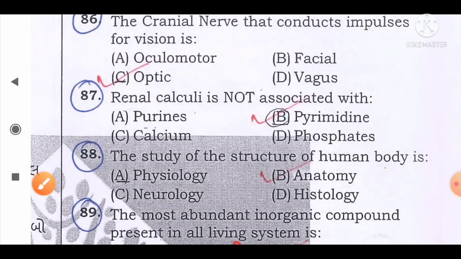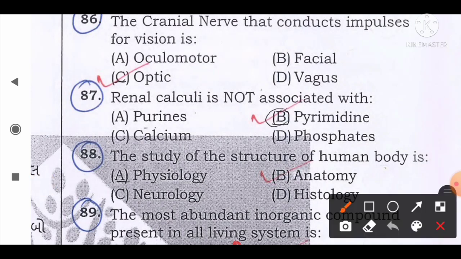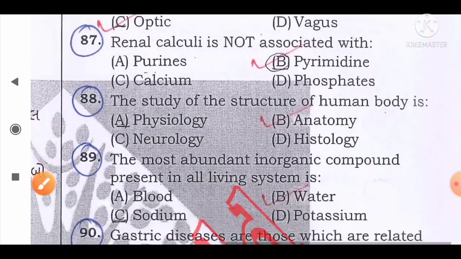Move to the next question number 87. Renal calculi is not associated with A purines, B pyrimidines, C calcium, D phosphate. And the correct answer for this question is B. Pyrimidine is not associated with renal calculi. The rest of the three, that is purines, calcium and phosphate, are responsible for renal calculi in one way or another. So B pyrimidine is the correct answer that is not related to renal calculi.